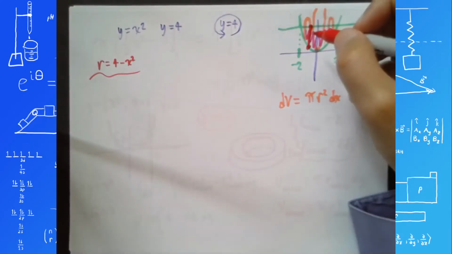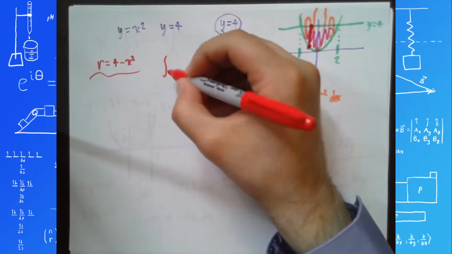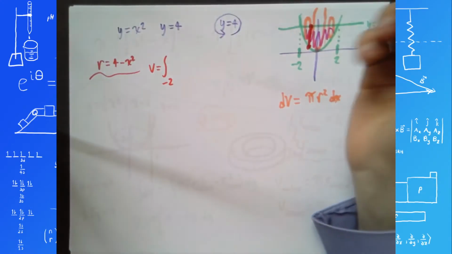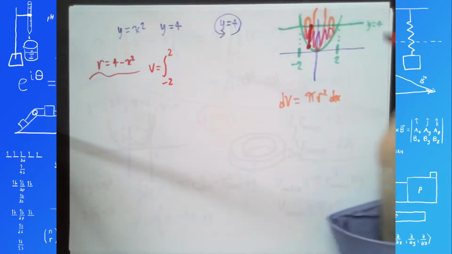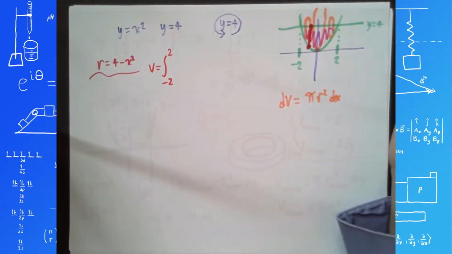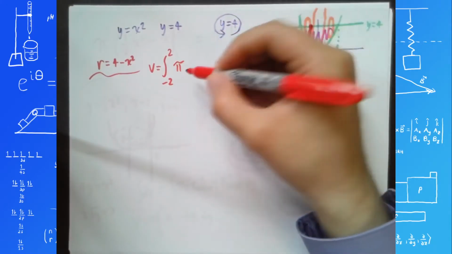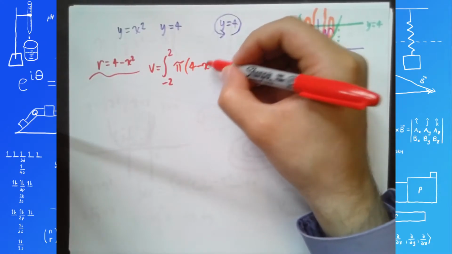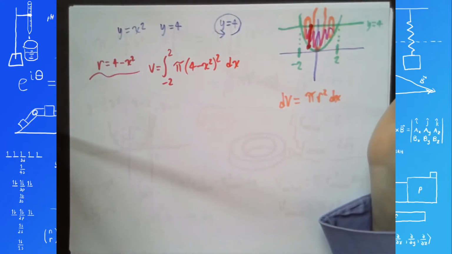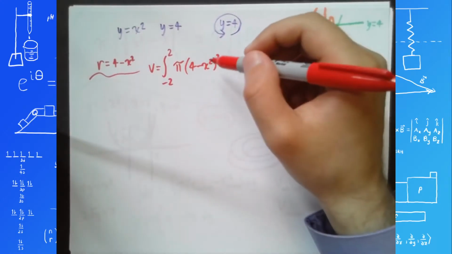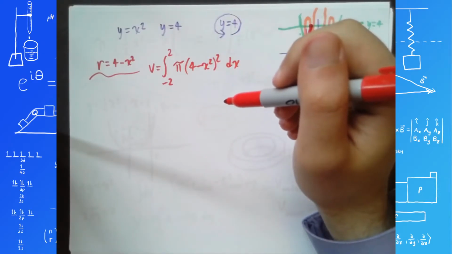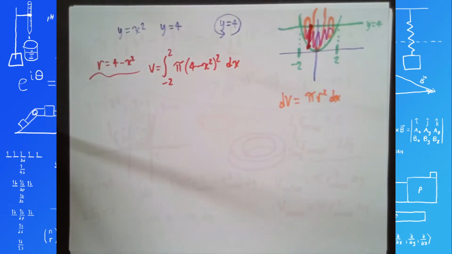So we're integrating, it looks like, from -2 to 2. Volume equals integral from -2 to 2. And because of symmetry, you can just do it from 0 to 2 and multiply by 2. But it's the integral from -2 to 2 of pi times (4 minus x squared) squared dx. You know how to FOIL, you know how to integrate the resulting polynomial, and I guess you can take it from there.